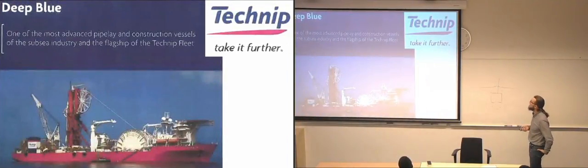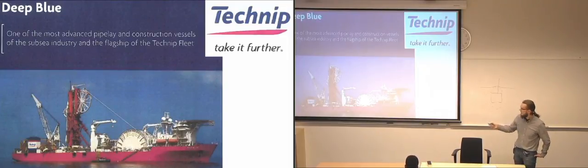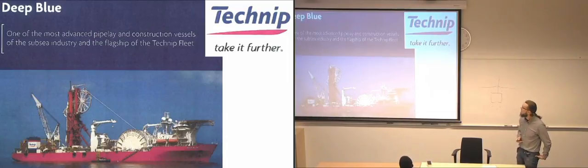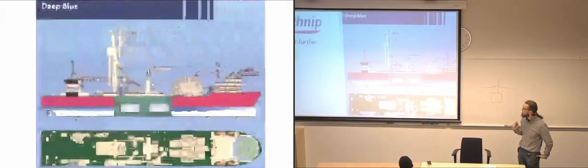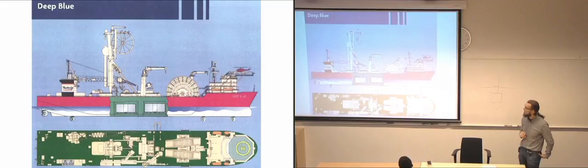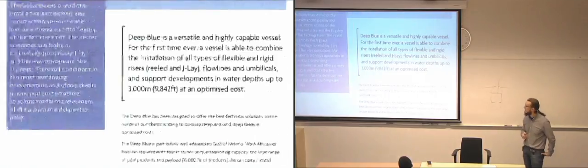Then we have Deep Blue, which is a pipe-laying vessel. Now you can see it has the vertical drum roll for the cables and stuff. So we get to see it a bit better from the side here. See everything it does, and it has moon pools where it's lowering the cables through it. Cables and pipes.